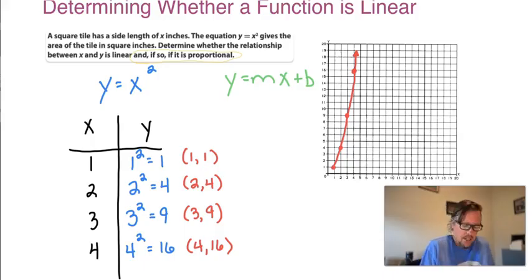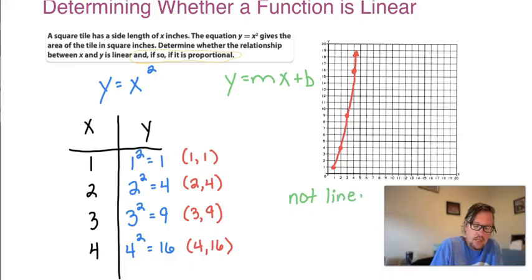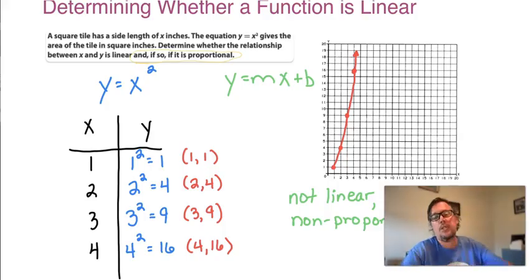It is not linear. So what we would say as our answer here, the problem said determine if it's linear. It's not linear. And because it's not linear, it can't be proportional. Because one of the two things it has to be proportional, it's got to be linear. Proportional means linear and it goes through the origin.